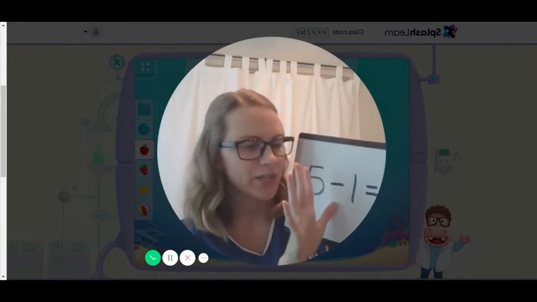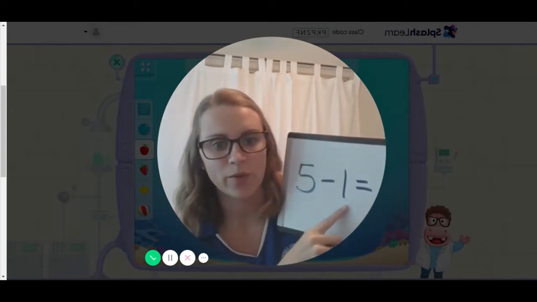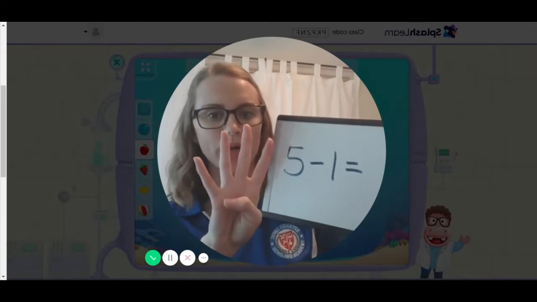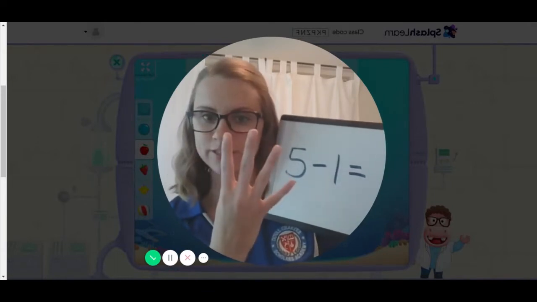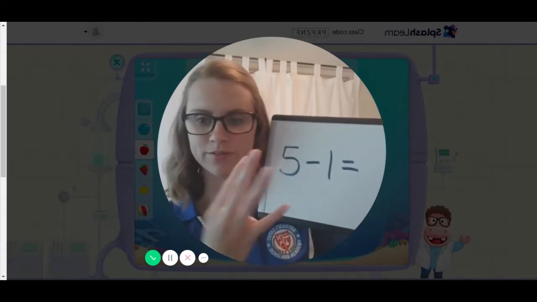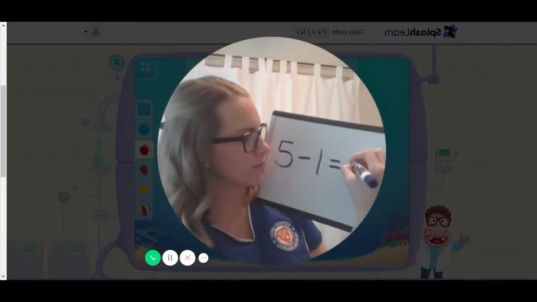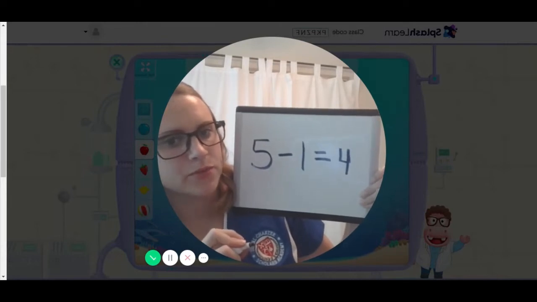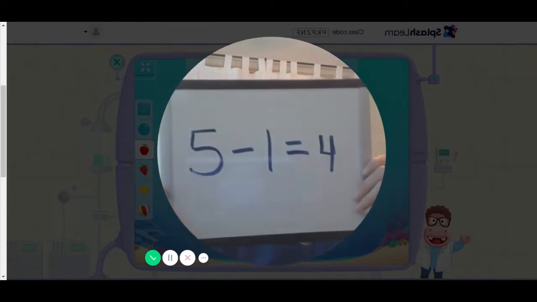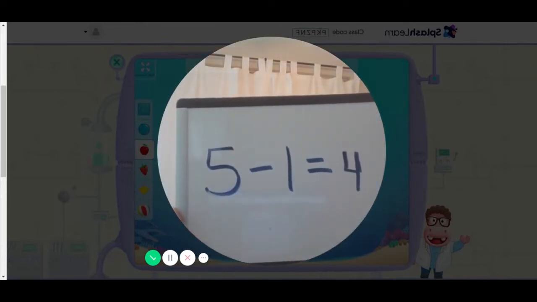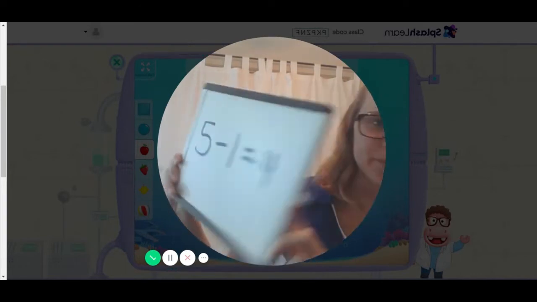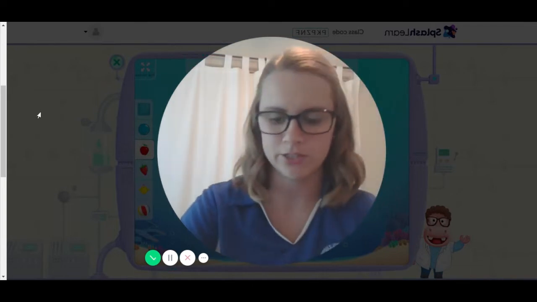And I have to take away how many? I have to take away 1 finger. So I have 5, and I'm going to take away 1. And how many is left? 1, 2, 3, 4, right? So the answer is 4. 5 minus 1 equals 4. You had 5 fingers, you took away 1, and you got 4. Very good.